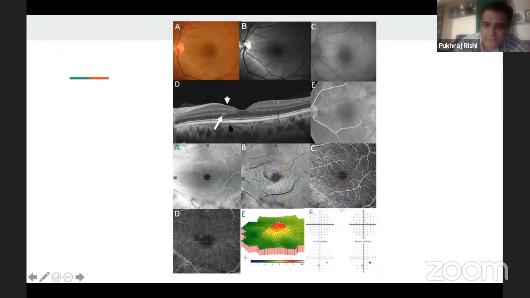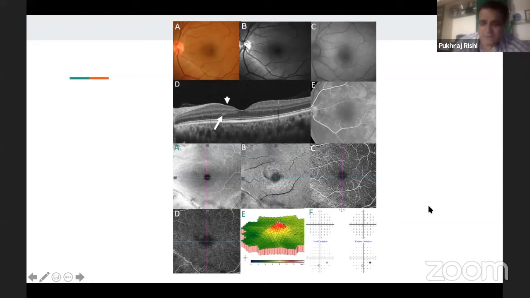Here are 2 cases which we managed. Here you can see with the arrow, there is a fuzziness of the outer plexiform layer and a corresponding dip in the convexity of the nerve fiber layer immediately atop it. So this was the deep capillary plexus also showing some deficits in the panel B here.